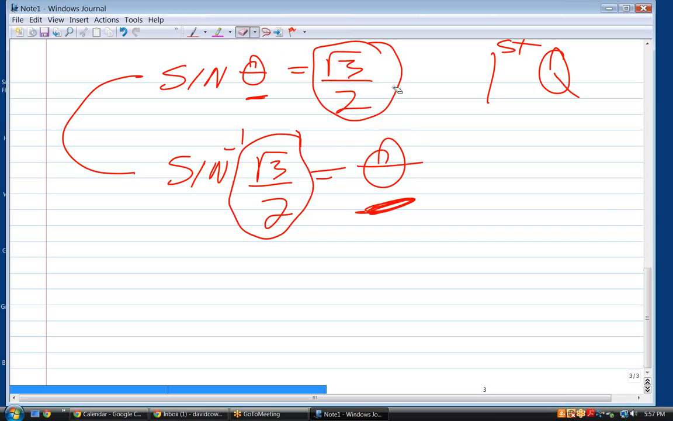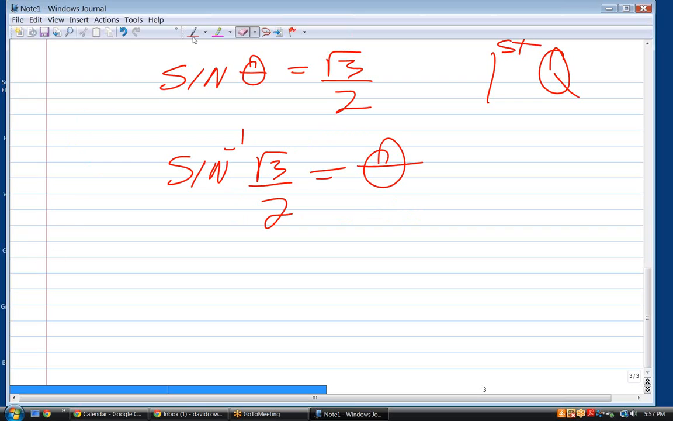Okay. And that's a good thing to know, is that when you take a trig function of something, you're taking a trig function of an angle. And when you take an inverse trig function, you're taking an inverse trig function of a number to get an angle.